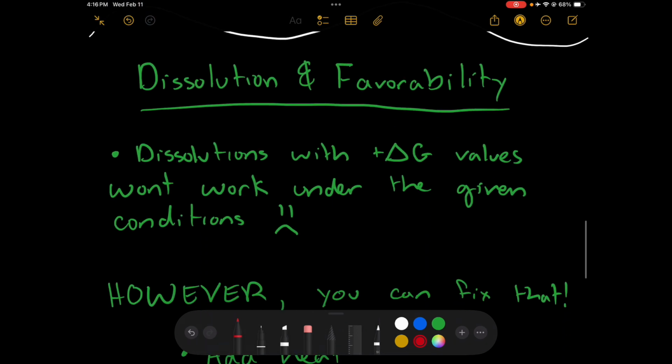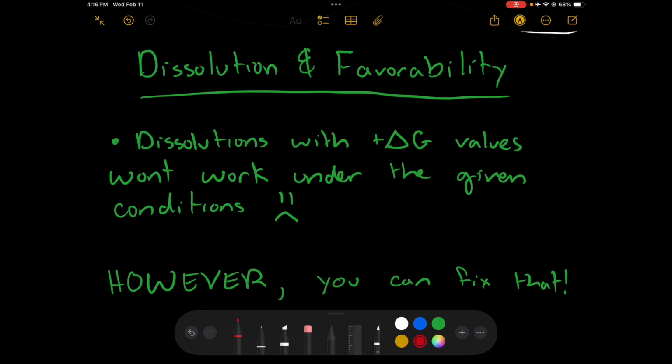All right, so let's talk about dissolutions and favorability now. Dissolutions with positive delta G values will not work under whatever given conditions surround them, meaning you can dump that ionic substance or that covalent substance into water all you want, but it's not going to dissolve. But when that happens, you can fix that problem. You can force something to dissolve even if it doesn't want to.